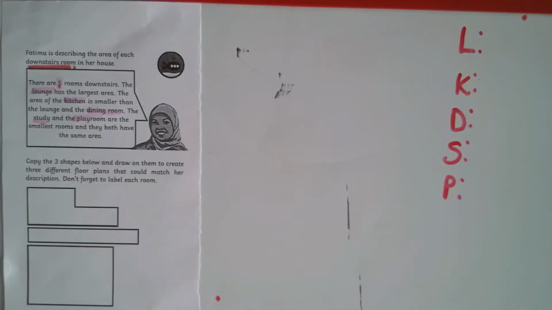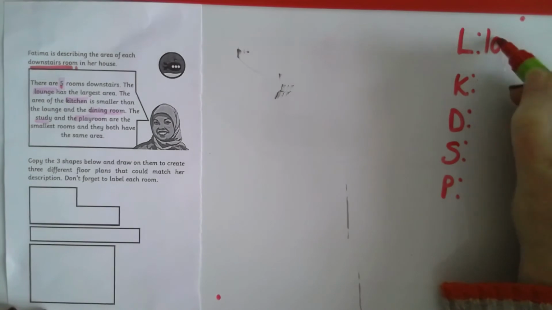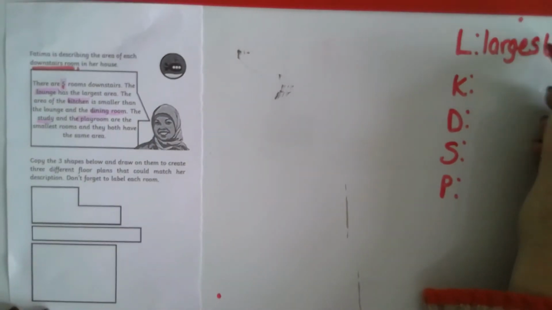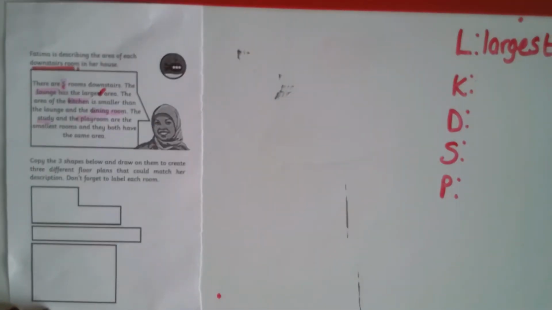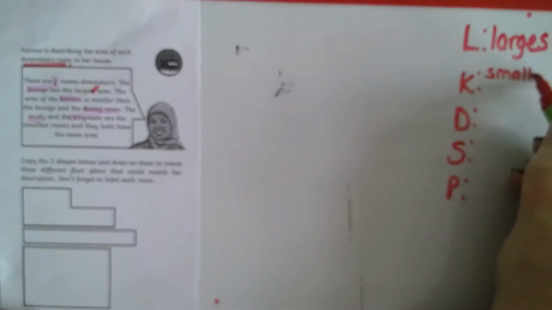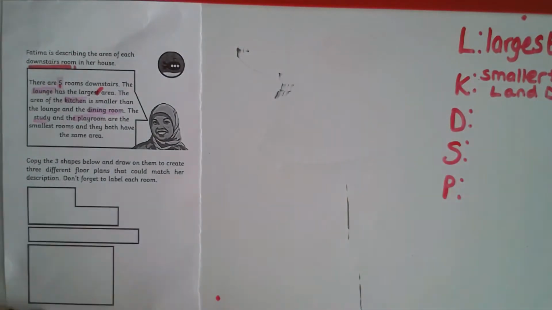So I can see from Fatima's description that the lounge has got the largest area. Okay, so the lounge has got the largest area. All right, so I've used that fact. The area of the kitchen is smaller than the lounge and the dining room. So the kitchen, I'm just going to write it on here, is smaller than the lounge and the dining room. Okay, let's wiggle that over a little bit so you can see it.